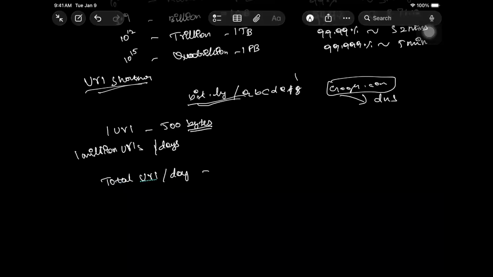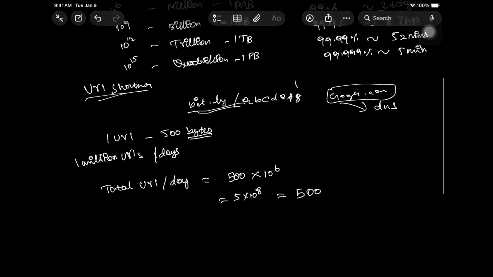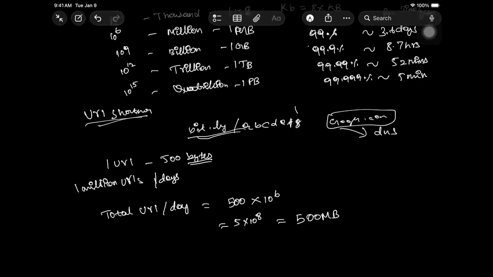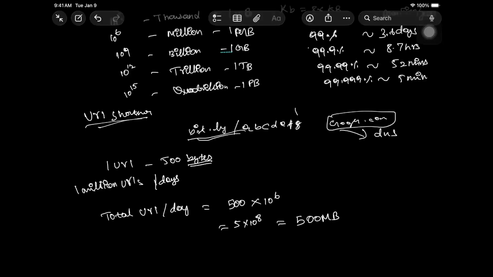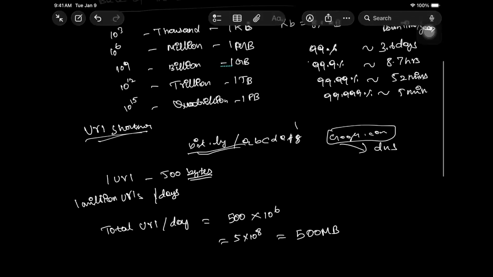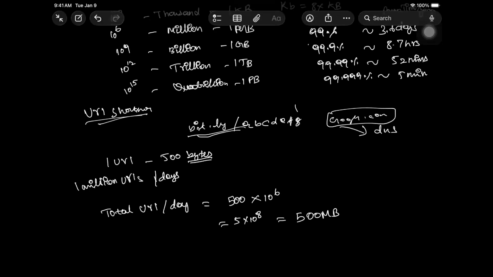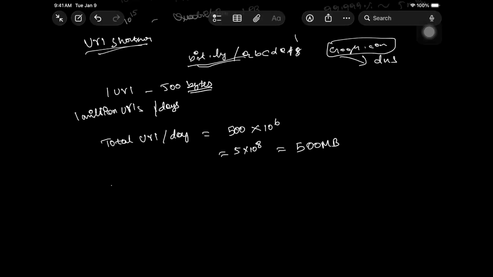Then 1 million URLs means total data per day equals 500 bytes for a single URL into 1 million, 10 to the power 6, equal to 5 into 10 to the power 8. 10 to the power 9 is GB, so it is 500 MB, because it is half of that. 10 to the power 6 would be MB, then 10 to the power 7 is 10 MB, then 10 to the power 8 is 100 MB. 100 into 5 is 500 MB.